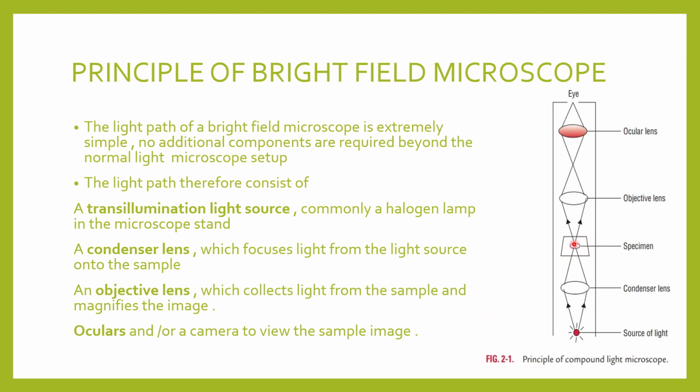From here the light is magnified by the objective lens, and then finally by the ocular lens, which you can see through your eyes. In some microscopes a camera or a screen is connected, so one can view the image on the screen. It is just simple. Light rays are produced by the source, the halogen lamp, condensed by the condenser and focused onto the specimen. These light rays are captured by the objective lens, which passes them on to the ocular lens, and they can be viewed by the eye. So this is the principle of bright field microscope.